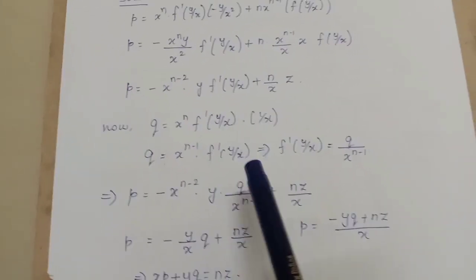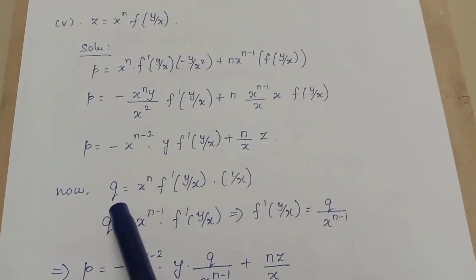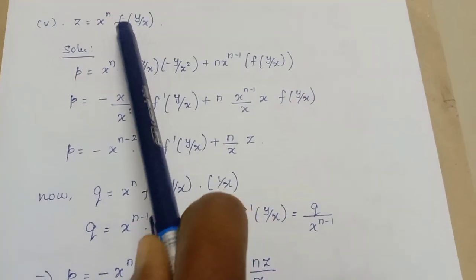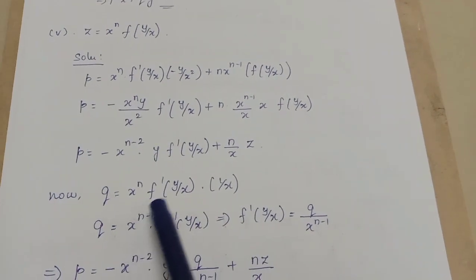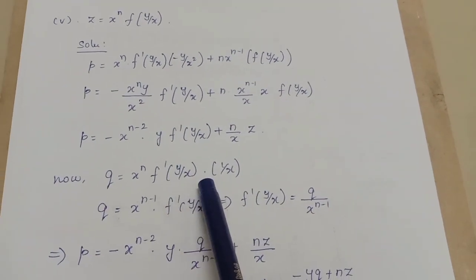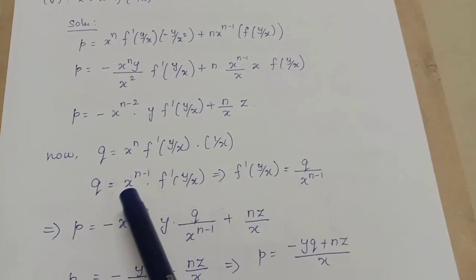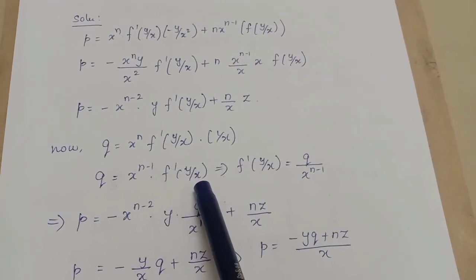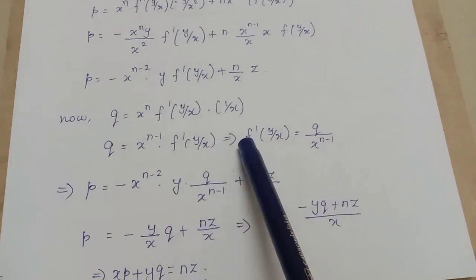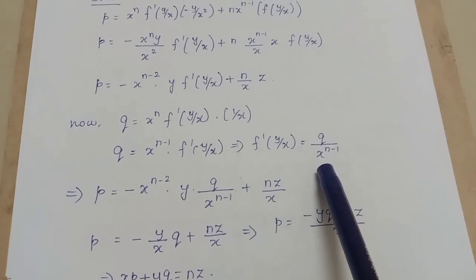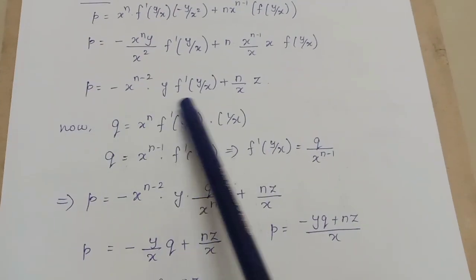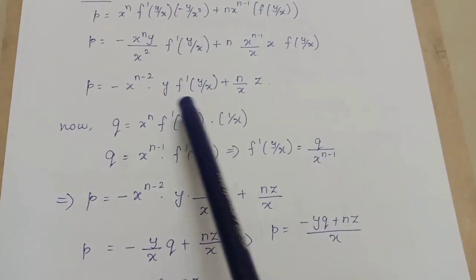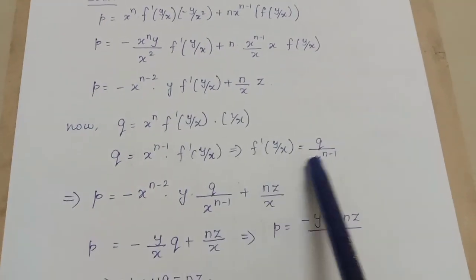This is my p. Next q, differentiate with respect to y. So here only this is the term containing y. So no need to apply product rule. You keep this x power n as it is. So this will be f dash of y by x into 1 by x. So what I get? X power n minus 1 into f dash of y by x. From this I can get f dash of y by x equal to q by x power n minus 1. Okay, why I am writing like this? Because this expression I am getting f dash, no. So instead of this f dash, let me substitute this value.